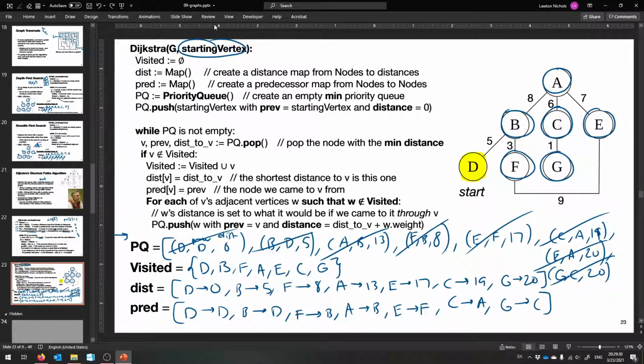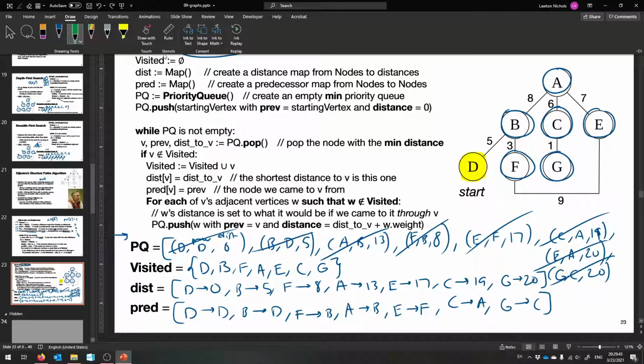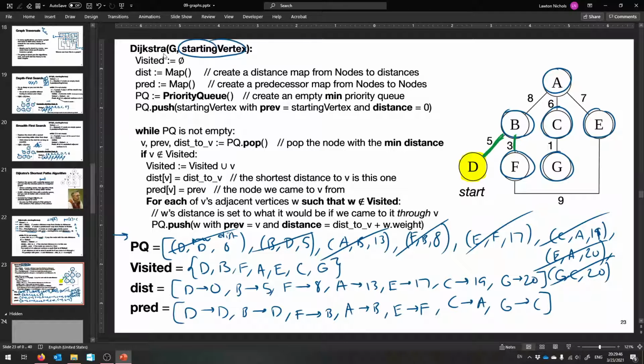And let me use the F as the example, okay? So let's pretend we wanted to know the shortest path to F in this graph. And so we know that the distance is 8. The shortest distance to F is 8. Let me draw that example. It's like this. But how do we know the path itself? That's where the predecessor map comes into play.